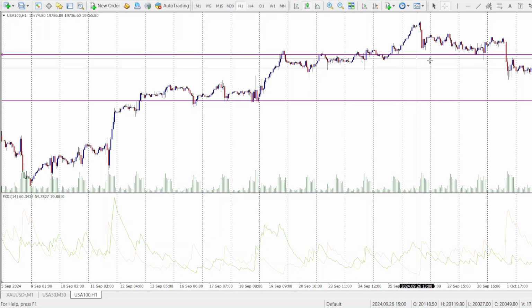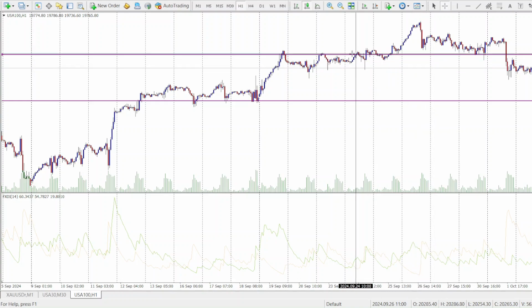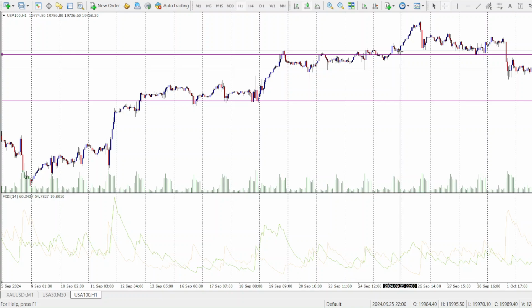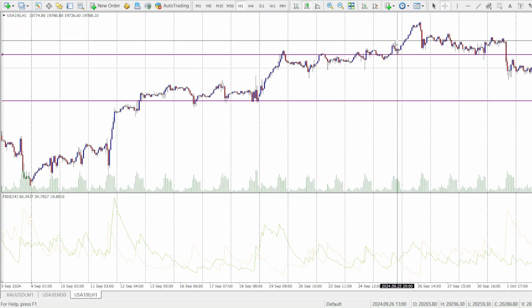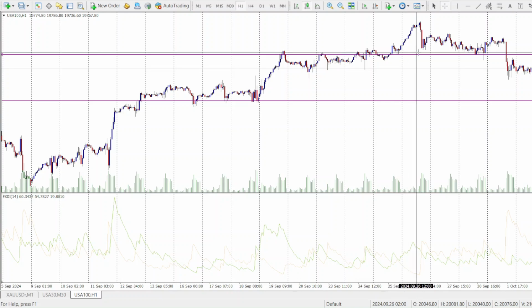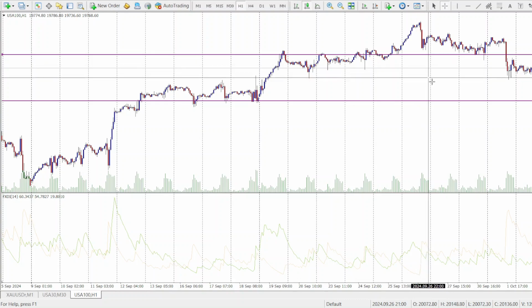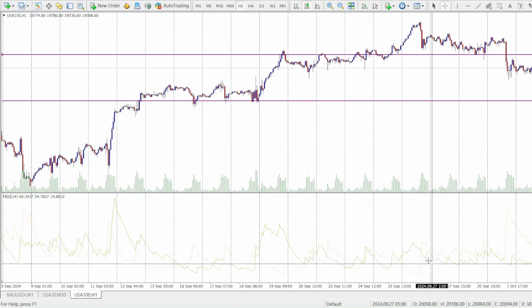Remember that when a resistance is broken, the resistance turns into a support. So this line was representing a resistance, and right after it was broken, it turned into a support. So we would have considered setting a stop loss above here for our sell trade, and then a take profit perhaps around this zone, right?